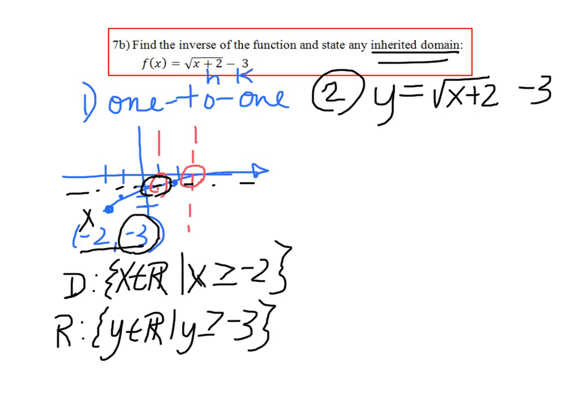Now to find my inverse, I have to flip my x and y. So everywhere I see a y, I'm going to put an x, and everywhere I see an x, I'm going to put a y. So I have x is equal to the square root of y plus 2, and at the end a -3.